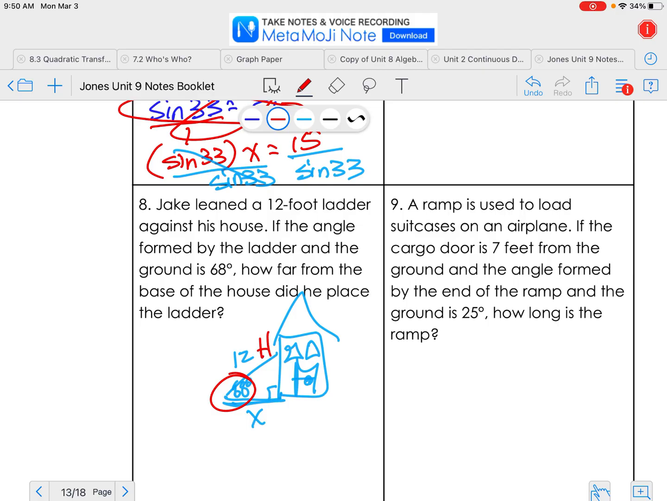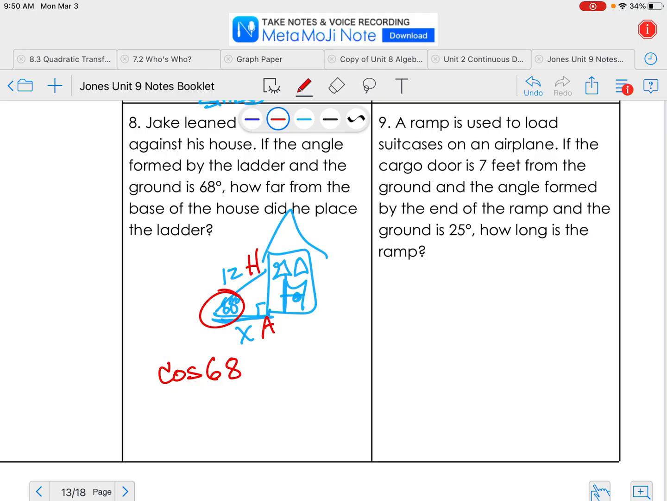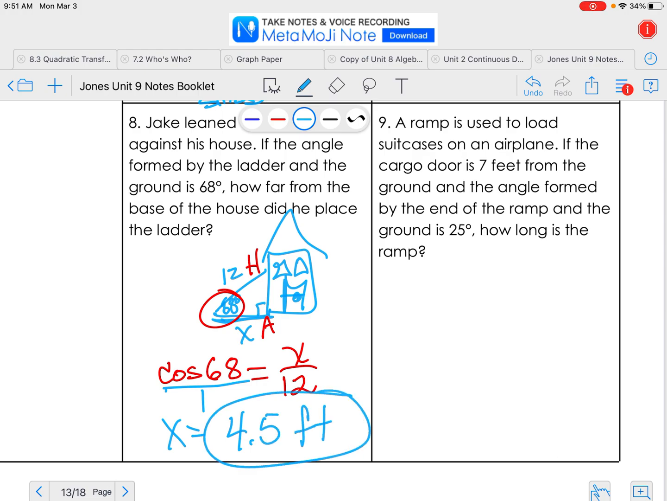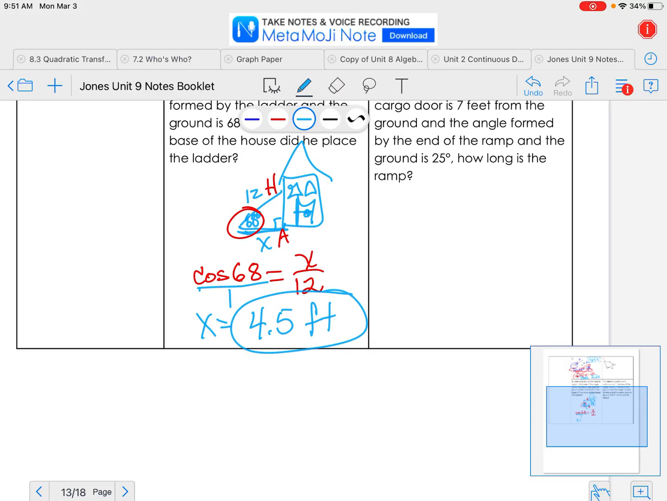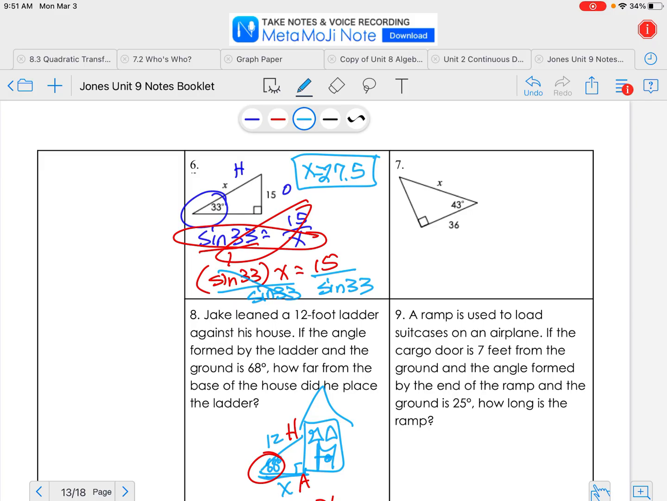So this is hypotenuse and adjacent. So we're going to do cosine 68 equals adjacent over hypotenuse. Therefore, we will end up doing 12 cosine 68. And he put it about 4.5 feet from his house. I think that's all we'll do there.